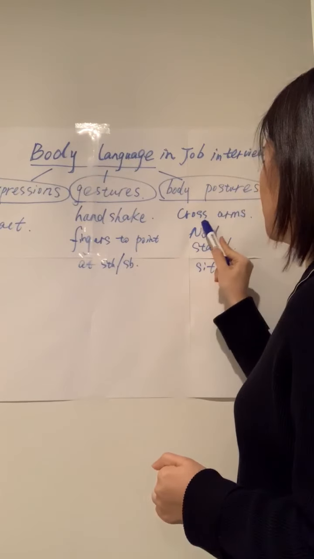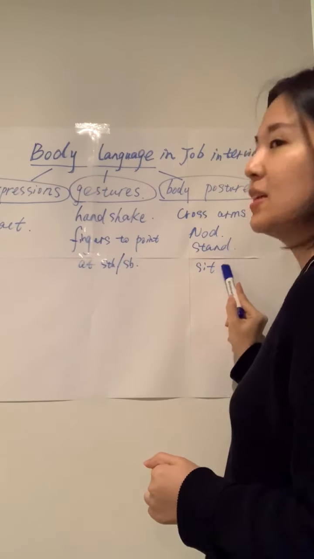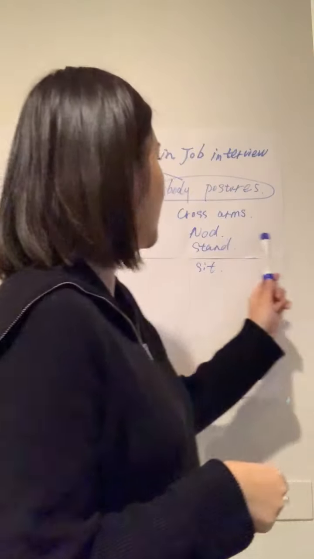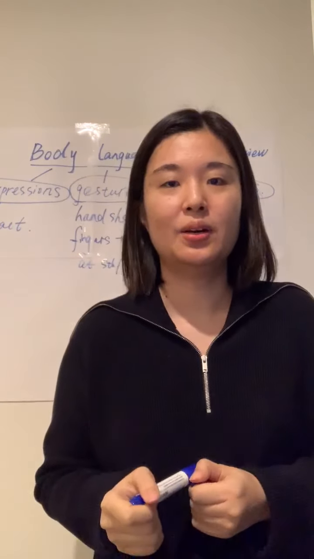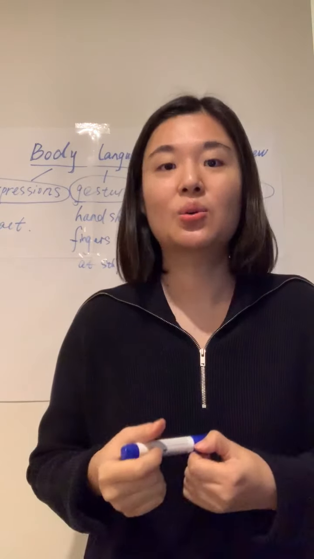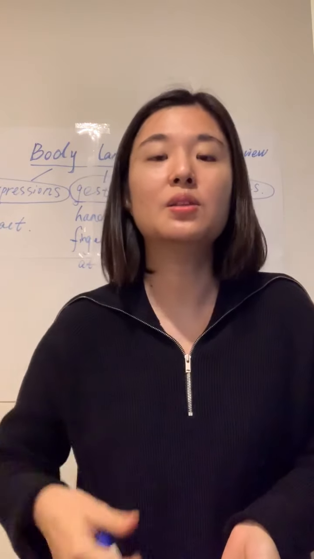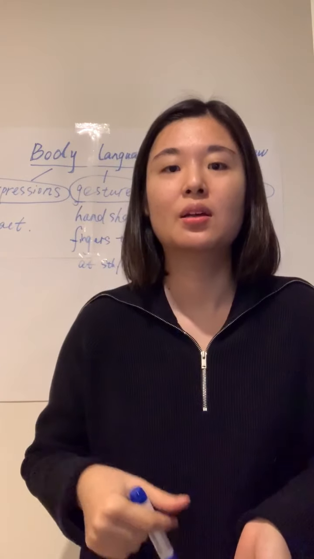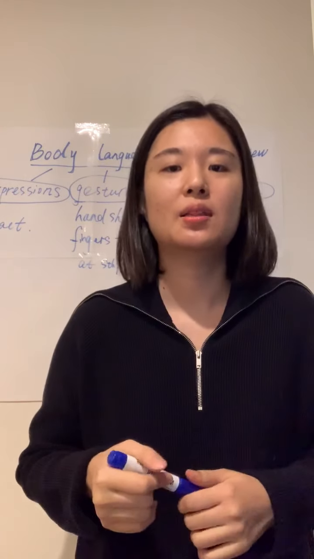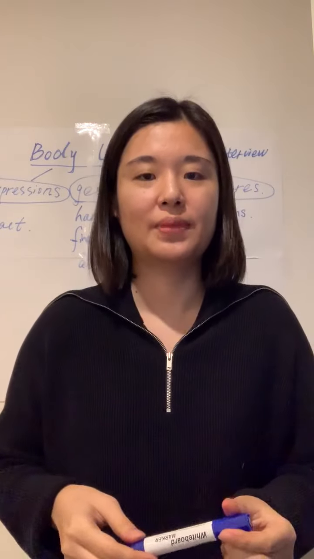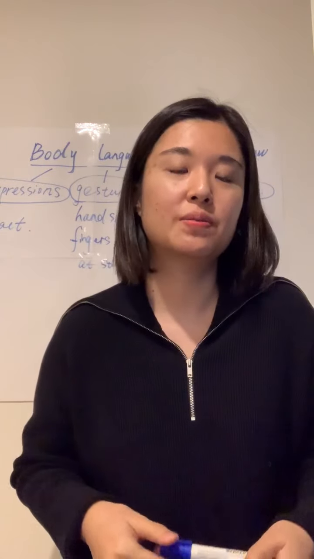Body postures: crossed arms, nod, stand, and sit. I want to explain nod here. Nod means what? It means you agree with someone's idea, right? So if you agree with your interviewer's opinion, nod your head. It means that you agree with someone, right? And it will make your impression better.